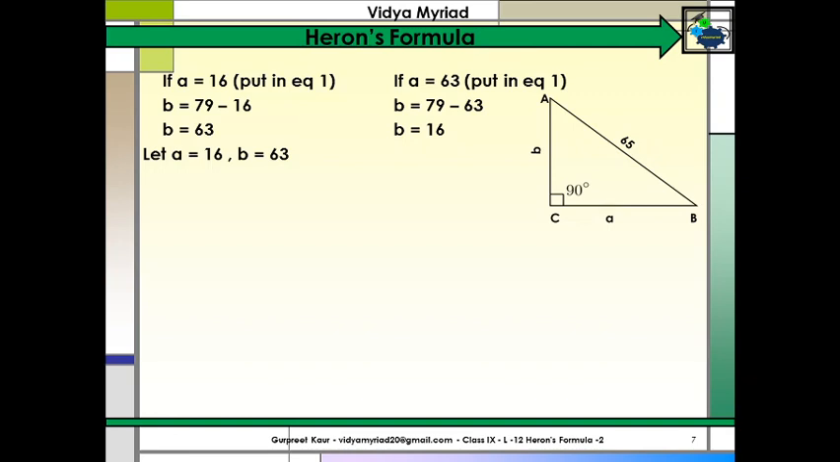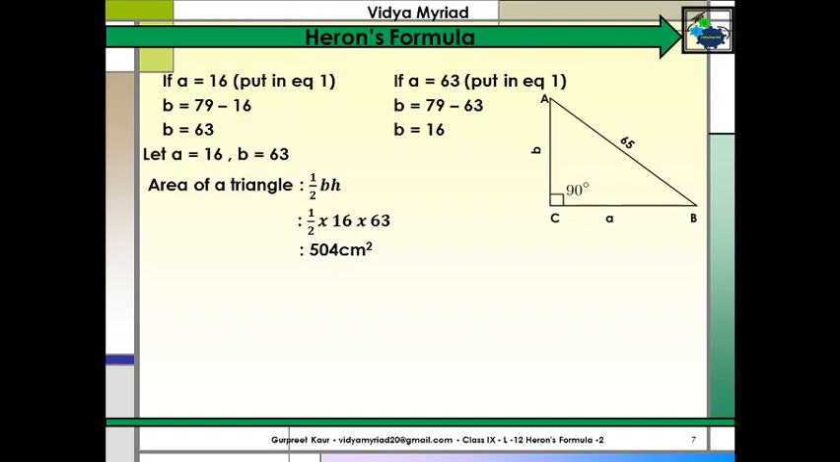Now what is A? Your base. What is your B? Your height. So I can find out the area of the triangle by half base into height. When you put the values, you get 504 centimeters square. Now the next question is you need to verify this area using Heron's formula.